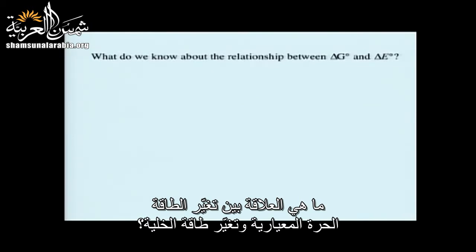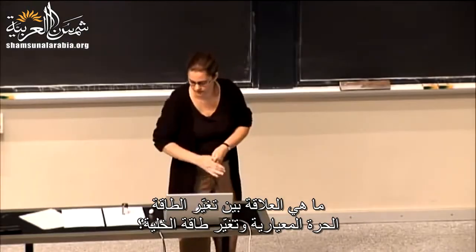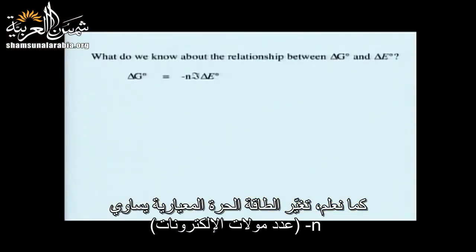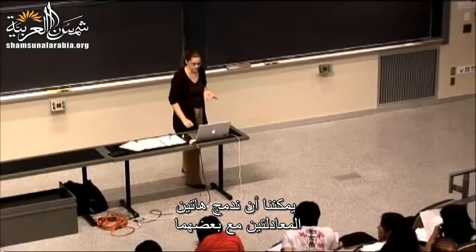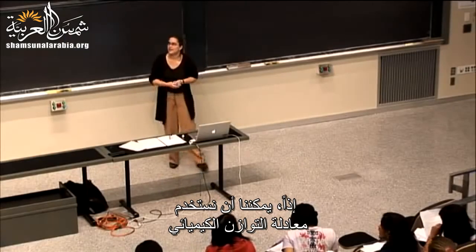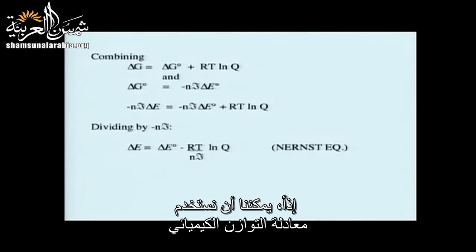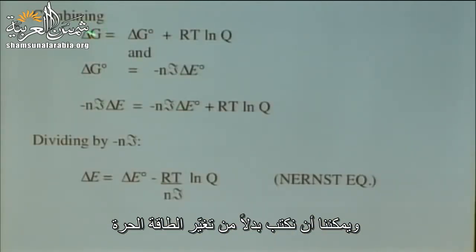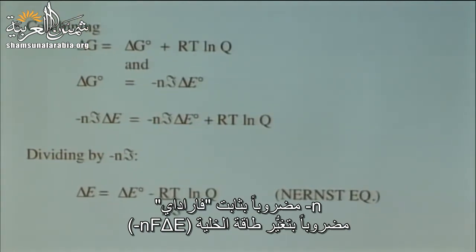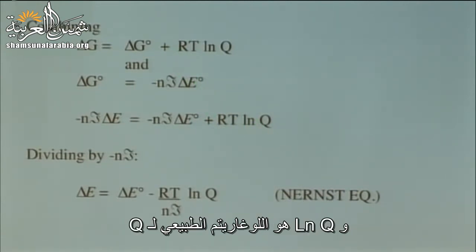So what do we know about the relationship between delta G naught and delta E? We know that delta G naught is equal to minus n moles of electrons times Faraday's constant times delta E naught. So we can combine some things around. We can take our equation that we saw in chemical equilibrium and substitute in values related to standard reduction potentials. So for delta G, we put in minus n Faraday's constant times delta E. And for delta G naught, we put in the same thing, but now we have delta E naught. And we have RT, gas constant times temperature, times the natural log of Q, our reaction quotient. Now we can divide both sides by n and Faraday's constant, and we come up with the Nernst equation.